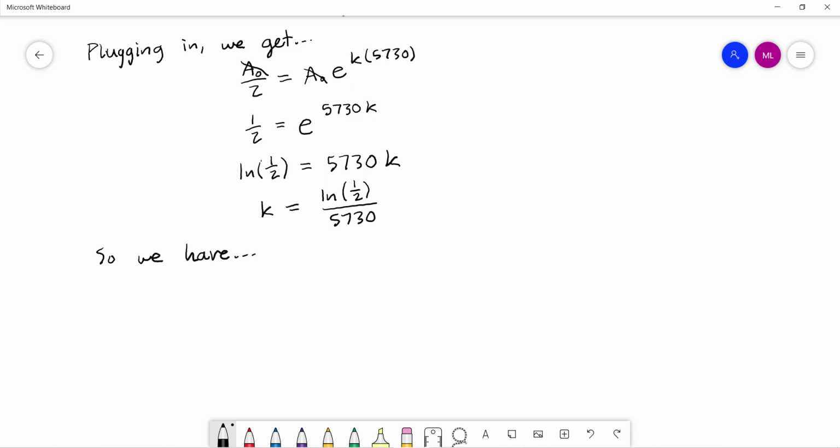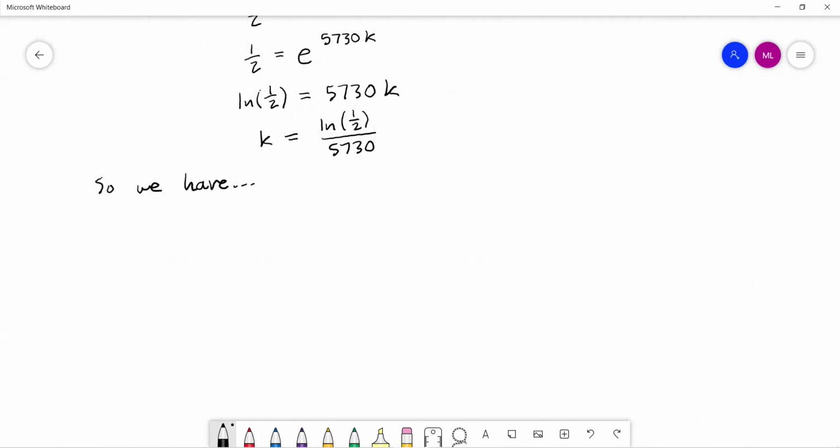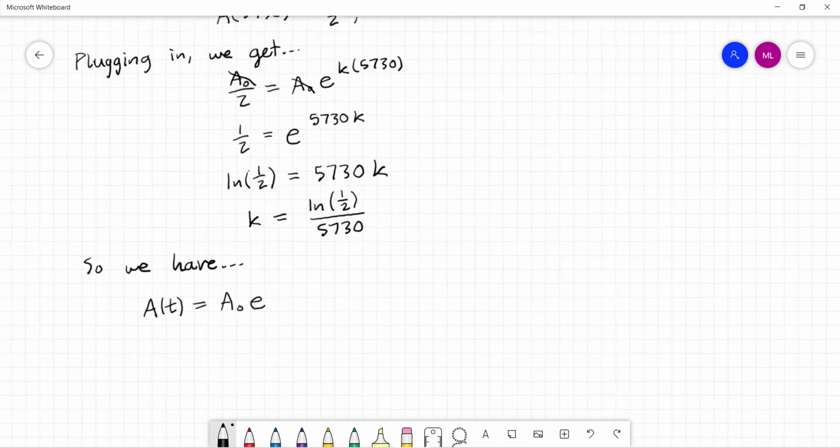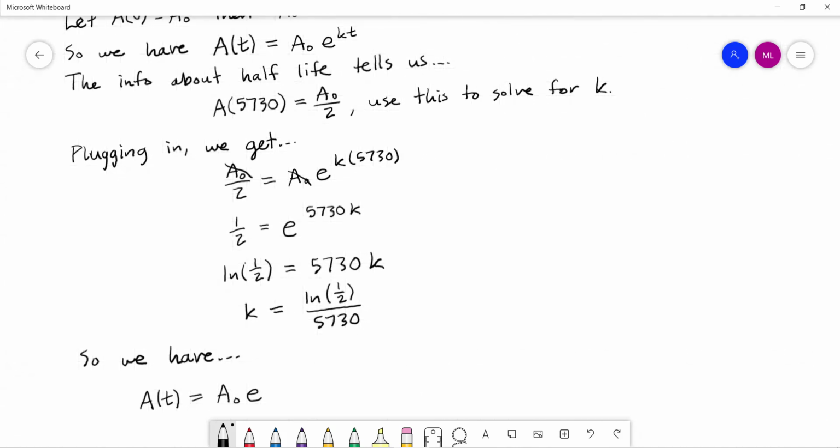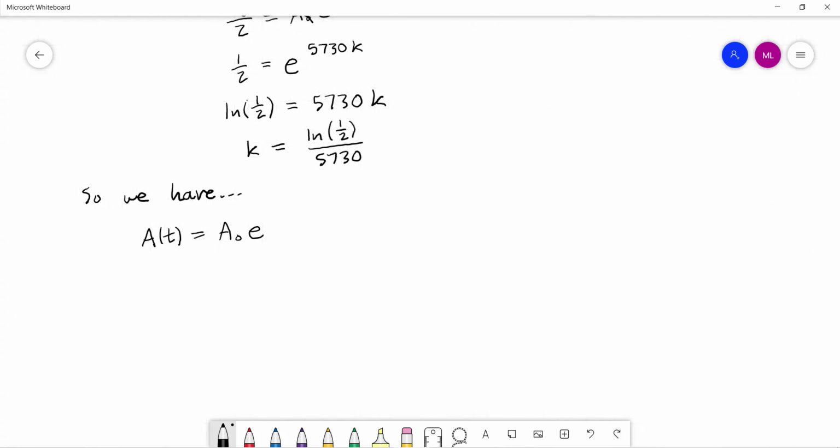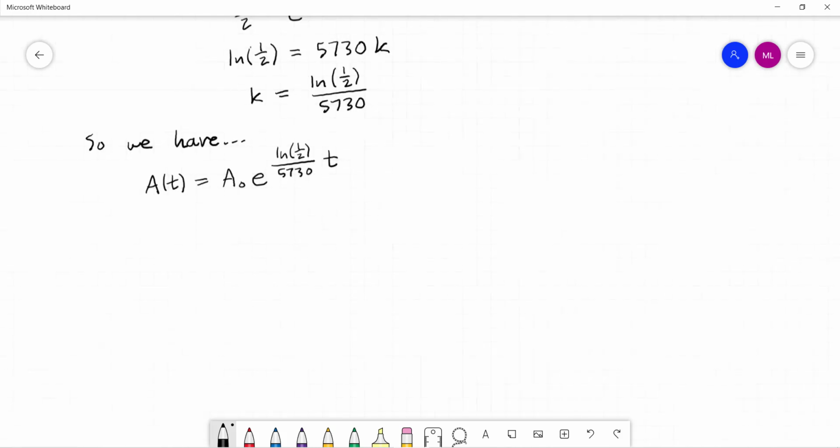So we have the following. A of t is going to be whatever the initial amount is times e to the kt, just coming back to this equation. But we've solved for k now. Here's the value of k. So A of t equals A0 e to the natural log of 1/2 divided by 5,730 times t. So here's our function A of t. The question now is, what is the value of t?